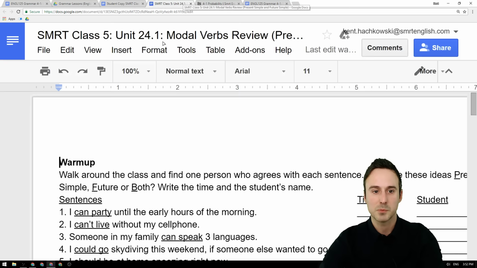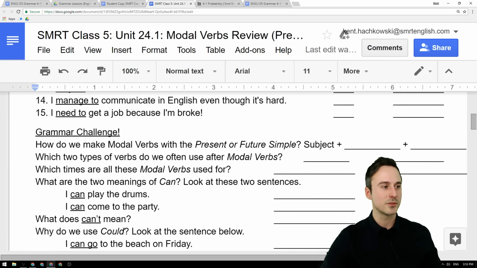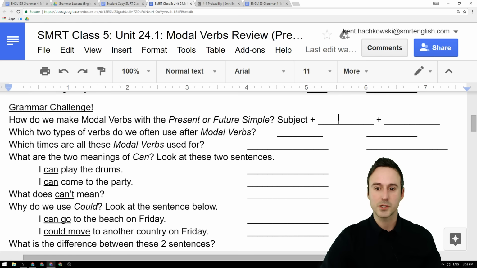I'm going to change my copy here. I realize I'm using your copy. Let's go here to my copy. All right, so you guys can write your answers in here as well. What is the first thing we're going to use here? Of course, we're going to use our modal verb. That's the first thing we're going to use.